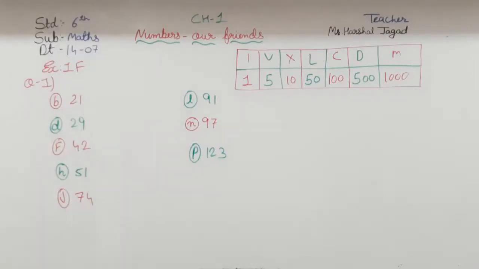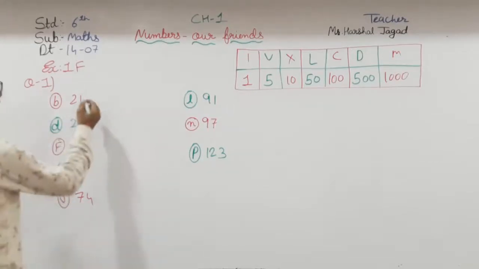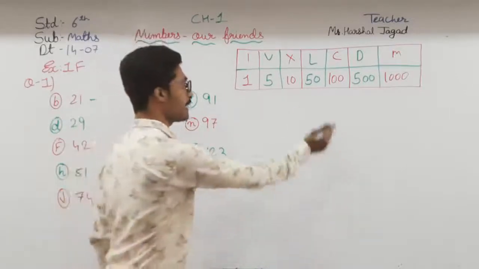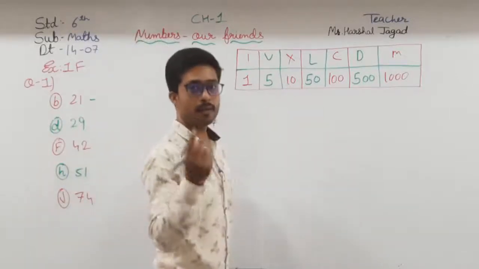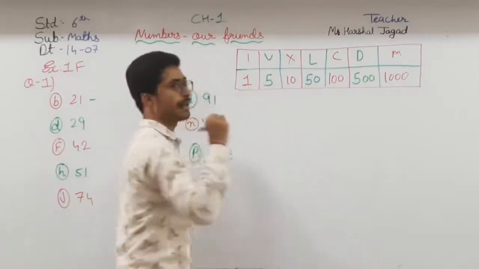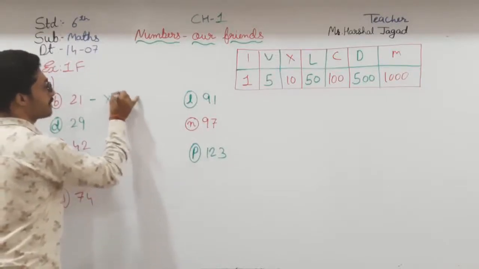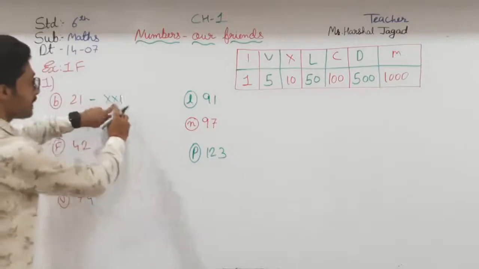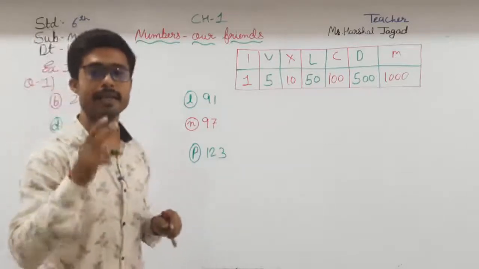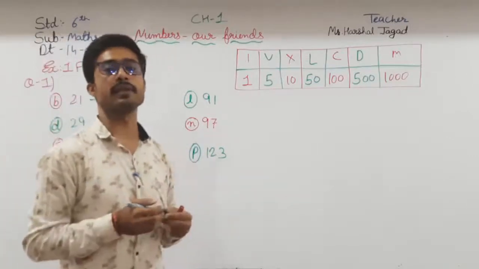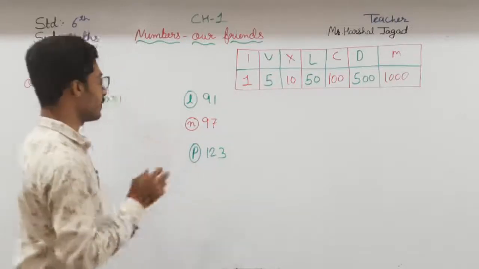So let us do that. Here, the first one, how we will do, here it is 20. First of all we make 20, so I can say 10 plus 10, that is 20, and in that I will just add 1, that is I. So here it is XXI, that is 10 plus 10 plus 1, that is 21.